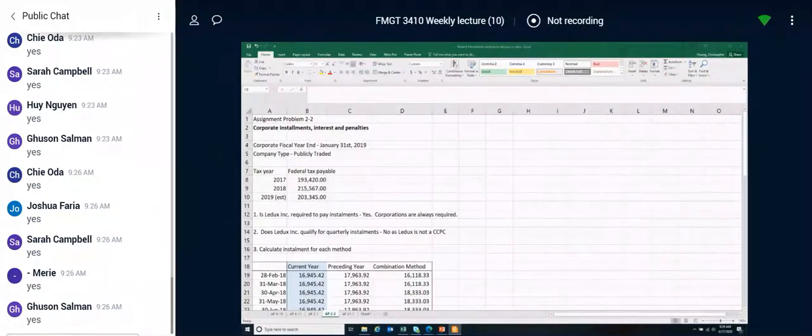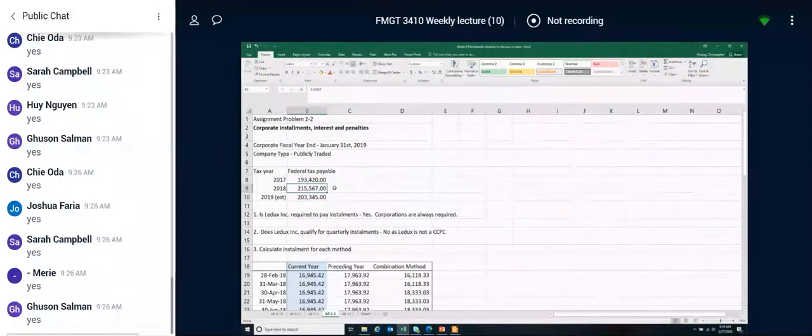Okay. They tell you that for 17 they had tax payable of 193,420, 215,567 was a tax payable in 18, and they tell you they estimate it's going to be 203,345 in 19. Okay, and then they want you to, again, calculate what are the installment payments that are required and indicate which alternatives would be preferable.